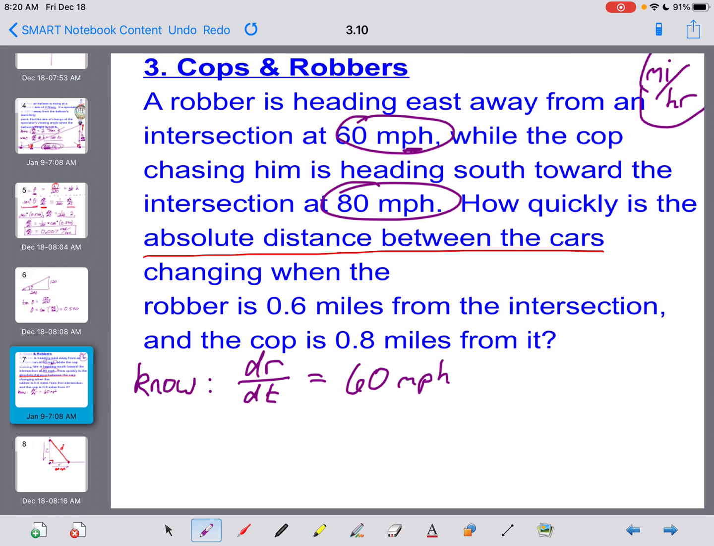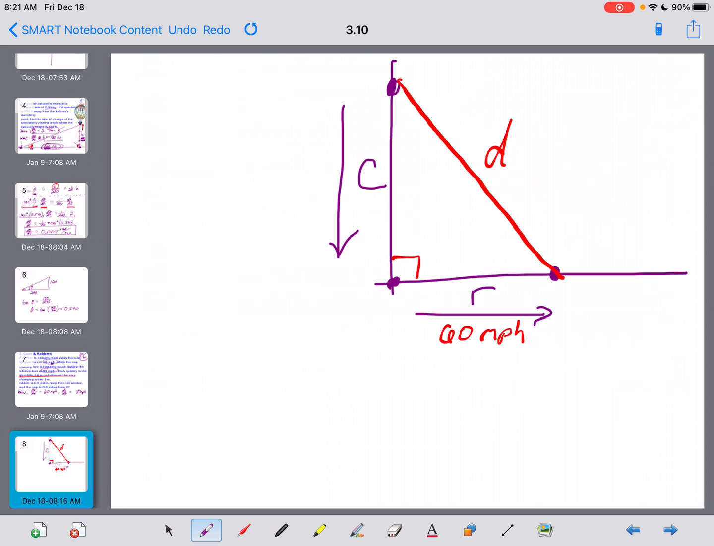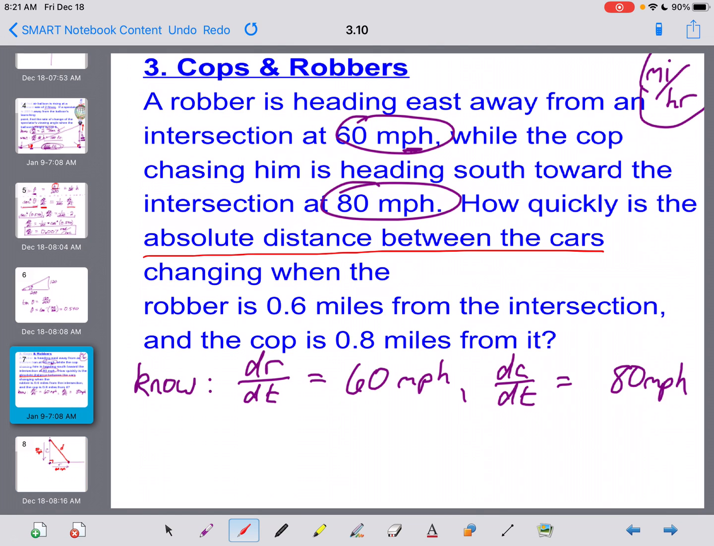But the interesting thing about this problem, I think you see it already, is we also know, guys, that the derivative of the cop's distance to the intersection with respect to time, that one is going to be 80 miles per hour. Okay, because what's happening right here? The cop is moving too at that rate there of 80 miles per hour.